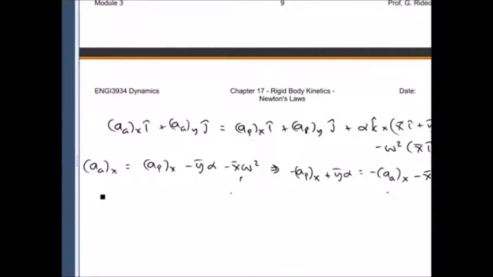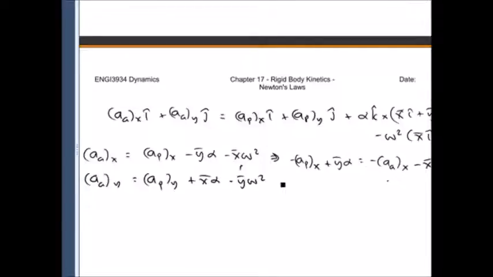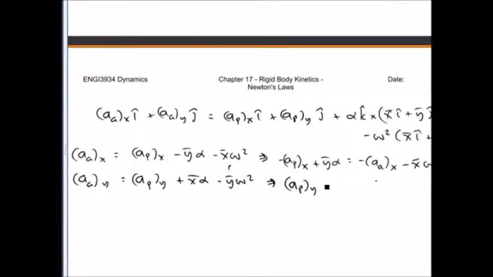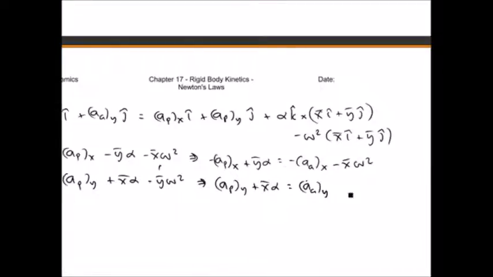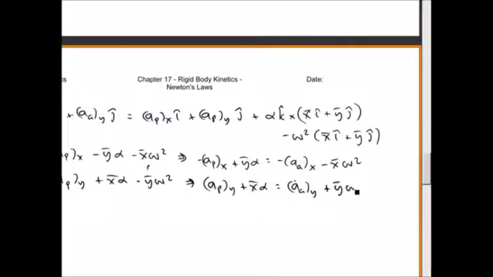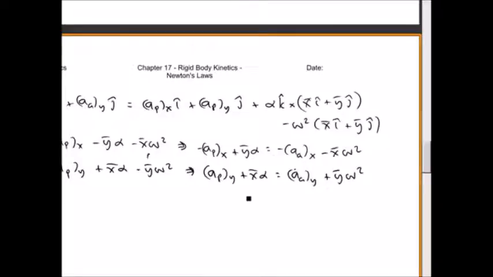All right. If I gather all the j components from the previous cross products, I'll get the acceleration of G in the y direction will be equal to a_P in the y direction. I'll get a plus x bar alpha, and I'll get a minus y bar omega squared. So that gives me the following equivalence: a_py plus x bar alpha is going to be a_gy plus y bar omega squared.